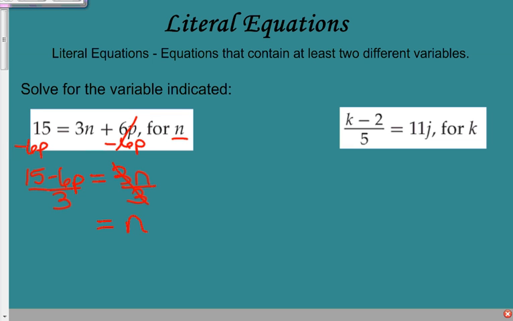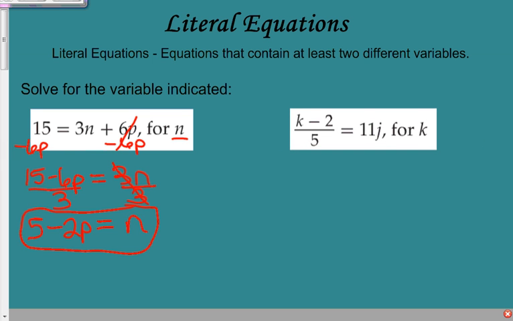This will actually simplify too. 3 goes into 15 5 times. 3 goes into negative 6p negative 2 times, negative 2p. And there is our answer, because we got everything away from n and simplified it all the way down. So it's 5 minus 2p equals n. We move over to our next one.